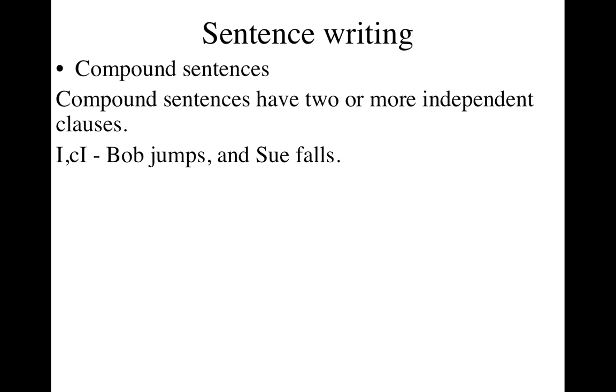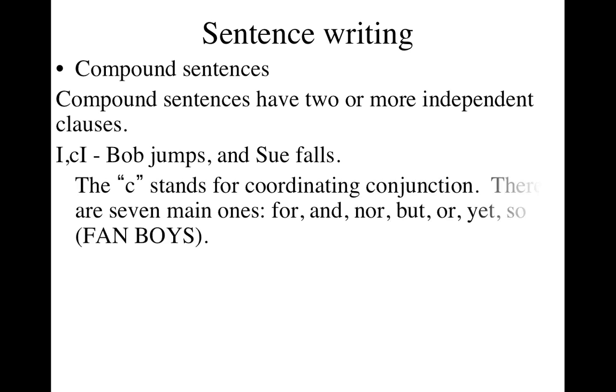First, find the verb in the first clause to see if you have a compound sentence. Jumps. Who or what jumps? Bob. Bob jumps. And then in the second clause, you have Sue falls. Falls is your verb. Who or what falls? Sue falls. And so you have two independent clauses separated by a comma and a coordinating conjunction. The C stands for coordinating conjunction.